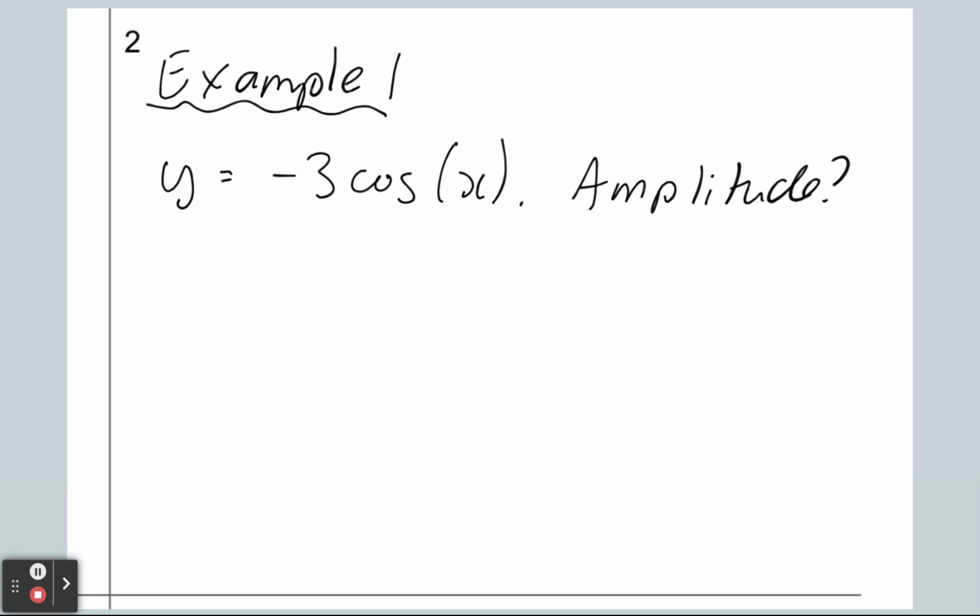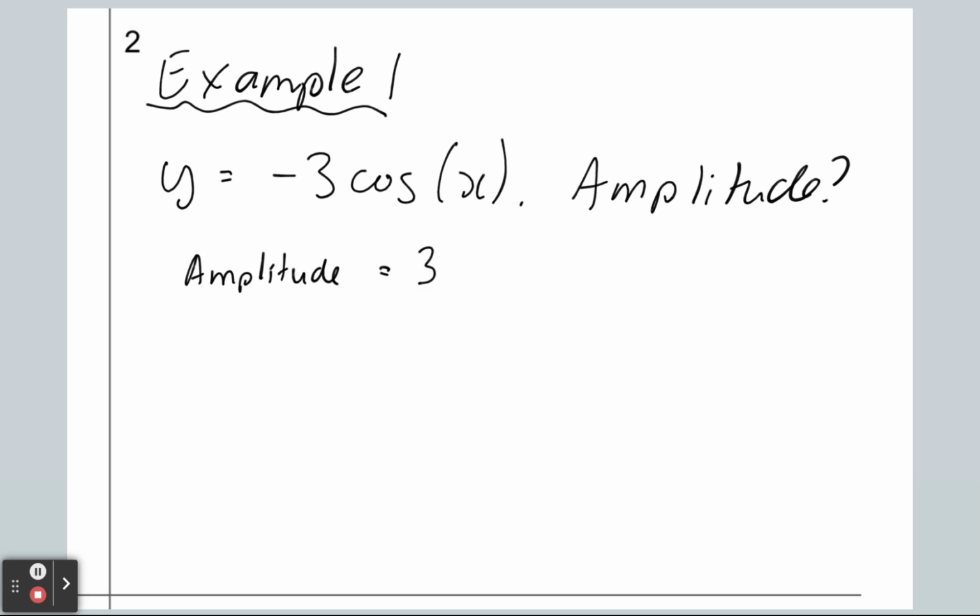We've got y equals negative 3 cos x, and we are asked to find the amplitude. Now, we should know that the amplitude is the vertical dilation of the sine or cosine graph. And this number here controls the dilation. And if you say that the amplitude is equal to negative 3, you would be 100% wrong. Not really 100%, but not quite right.